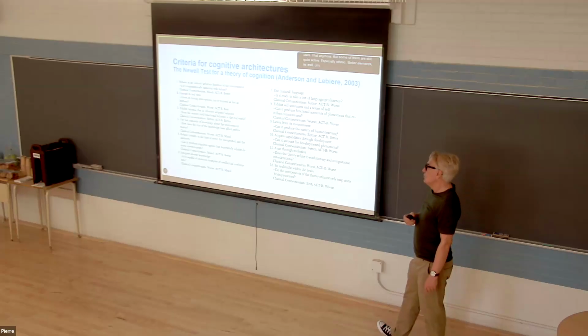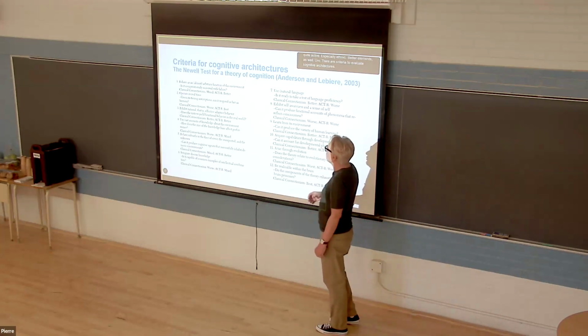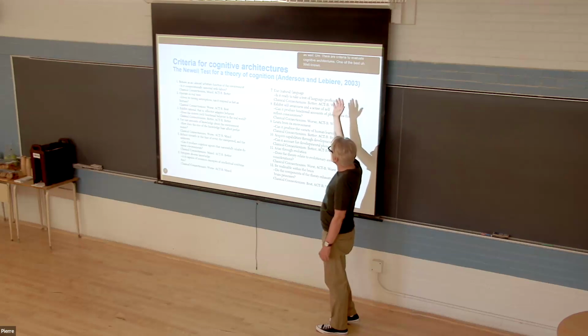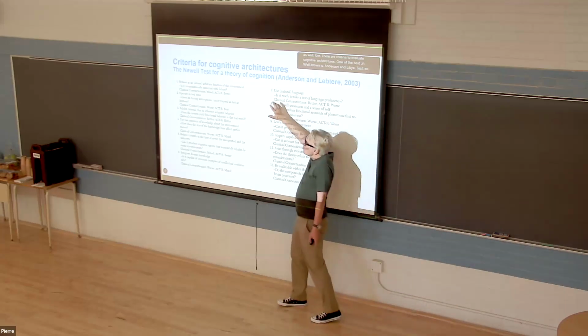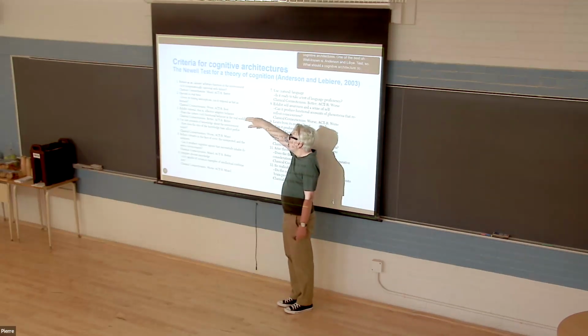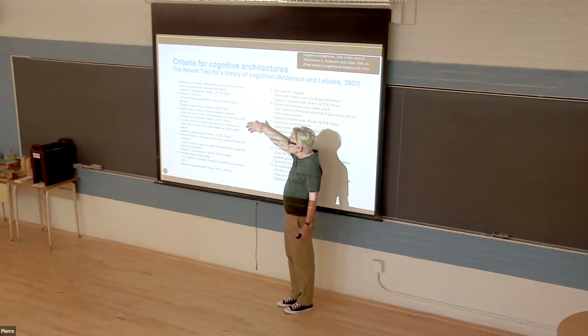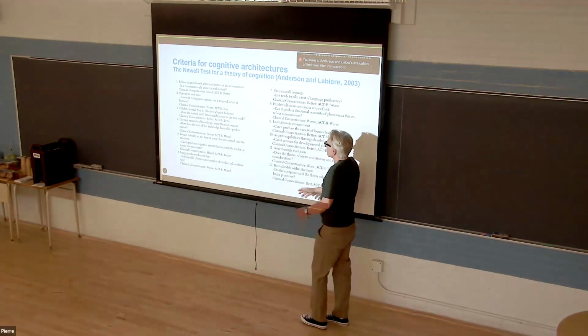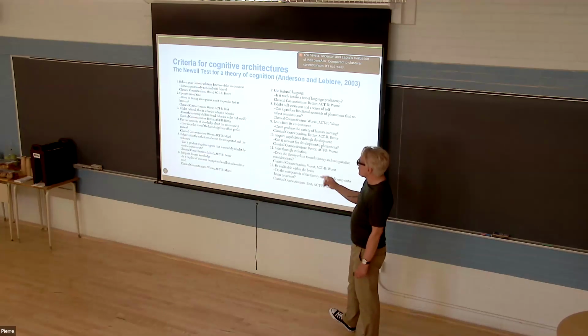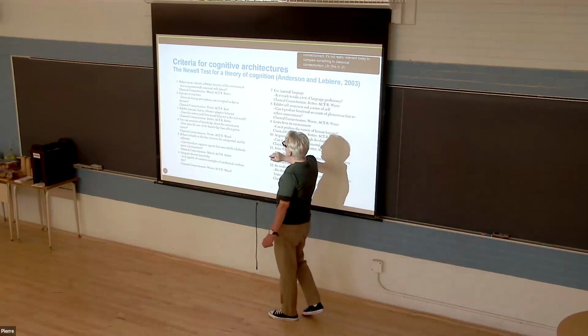There are criteria to evaluate cognitive architectures. One of the best well-known is from Anderson and Lebiere, the Newell test. So what should a cognitive architecture do? How should we evaluate its quality? In this case, it's Anderson and Lebiere's evaluation of their own ACT-R compared to classical connectionism. It's not really relevant today to compare something to classical connectionism, but this is from 2003, 20 years ago.